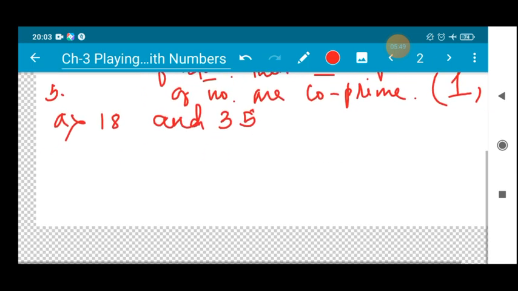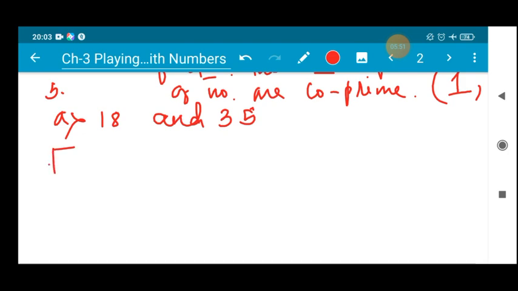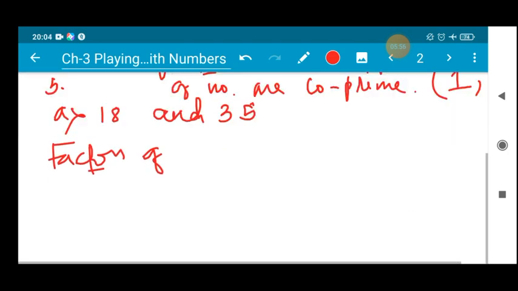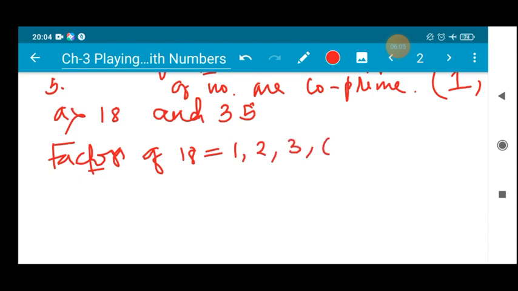Okay, so let's first of all write down the factors of 18, starting from 1. 1 times 18, 2 times 9, 3 times 6, 6 times 3. Any other number? No. 9 times 2, and 18 times 1 is 18. So these are the factors of 18.